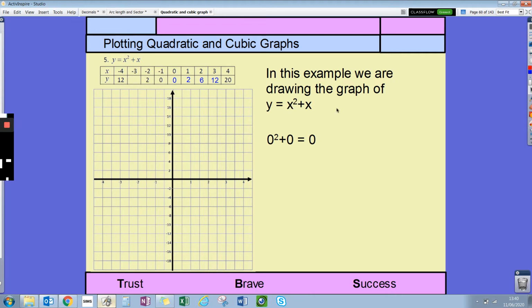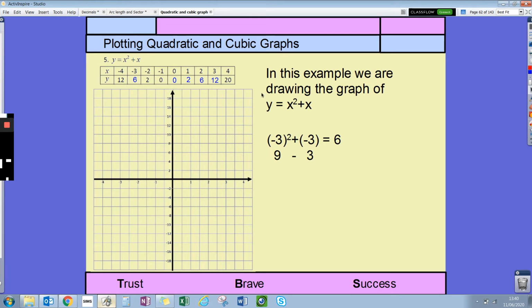So we're going to swap in -3 squared plus -3. So remember here, this becomes a positive because a negative times a negative is a positive. 3 squared is 9, and then we're adding on a -3, which is the same as subtracting a 3. So it's 9 take away 3, which is 6.